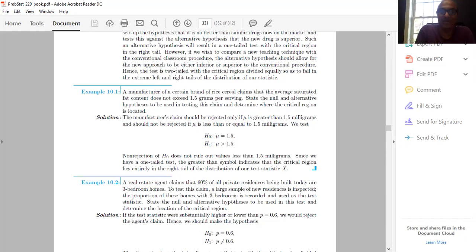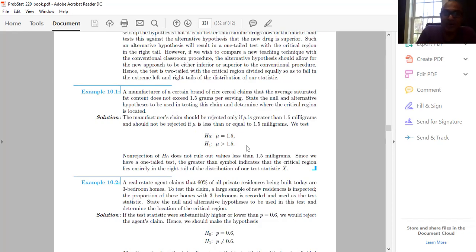Okay, so does not exceed 1.5 grams, meaning if it exceeds 1.5 grams, you have to reject that one. So your claim is that it has to be less than or equal to 1.5. So for that you are good. If it exceeds 1.5, you are not. So that's why I have to arrange my H1 as mu greater than 1.5. Look here, guys, please. Don't say mu less than 1.5, because mu less than 1.5 would coincide with your H0. So please keep this thing in mind.